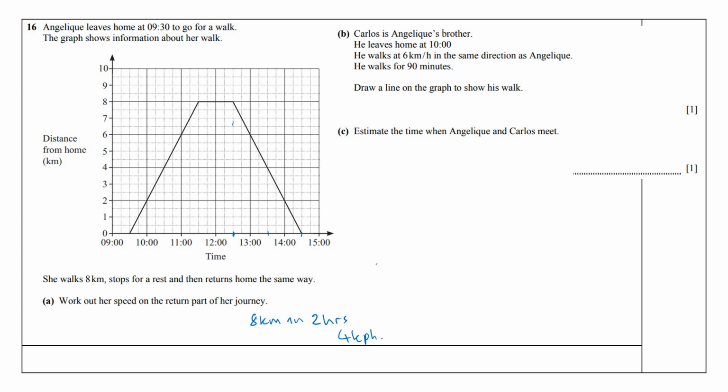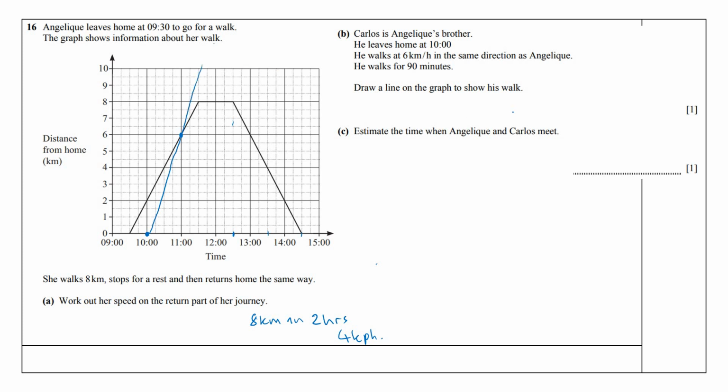Carlos is Angelique's brother. He leaves home at 10. He walks 6 kilometers per hour in the same direction as Angelique, and then he walks for 90 minutes. Okay, so he leaves at 10. He walks 6 kilometers per hour, which will mean that by 11 he gets to there. Okay, and then he would carry on a little bit further, but he walks in the same direction. So we'd go outside of this graph, annoyingly. Okay, but we get something that looks like that for Carlos.